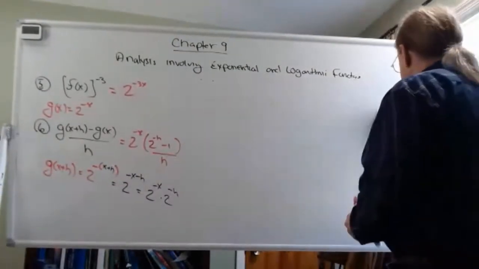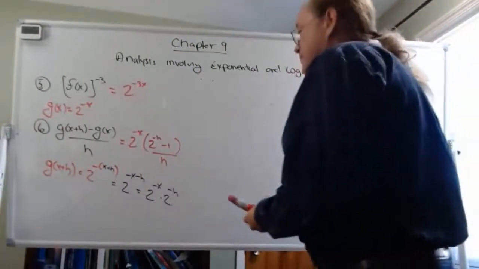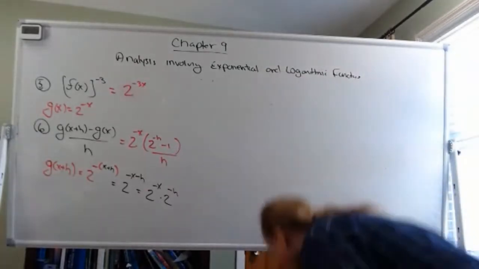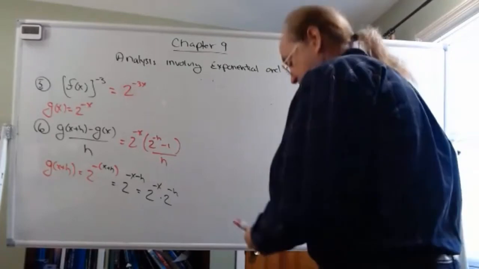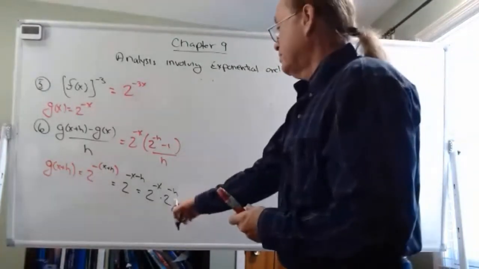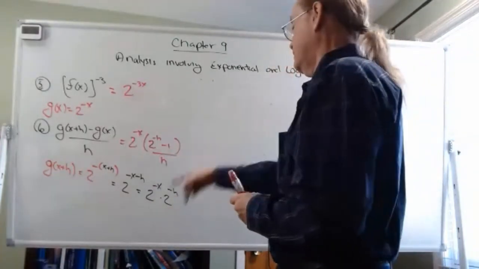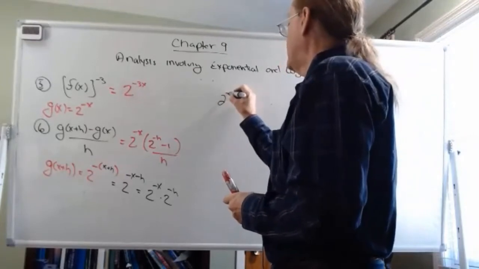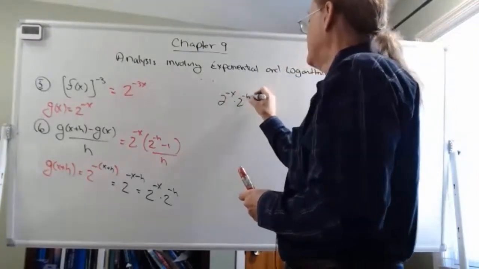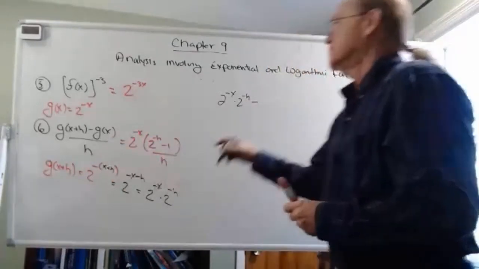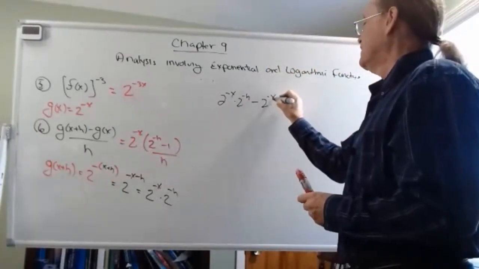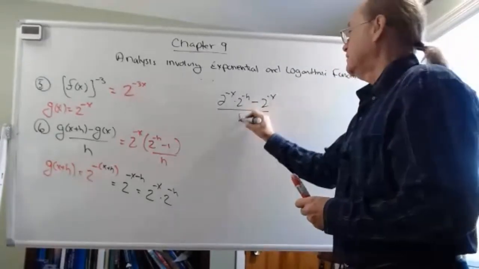Very similar to the other one, just looks a little bit different. So now I plug everything in. So I plug this into that, and I get 2 to the minus x times 2 to the minus h, minus g of x. Well, g of x is 2 to the negative x, all over h.